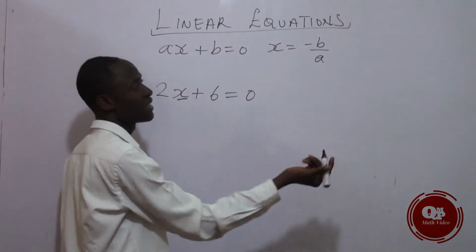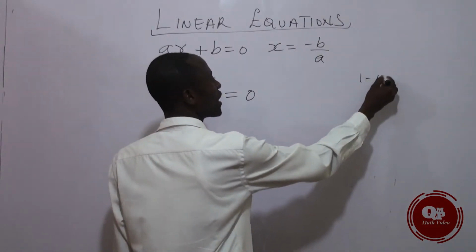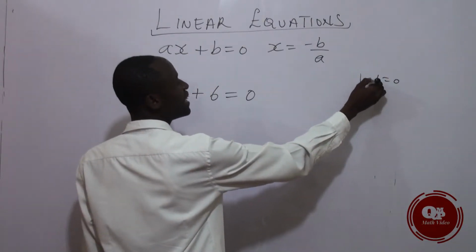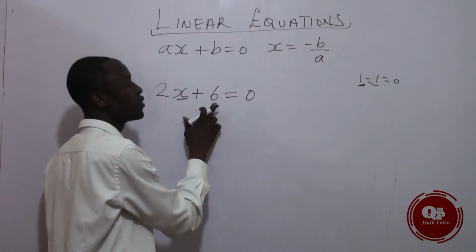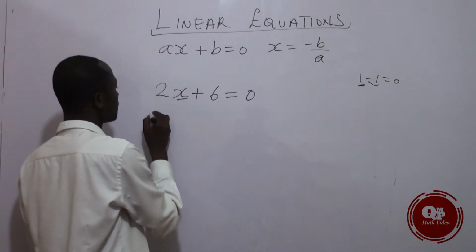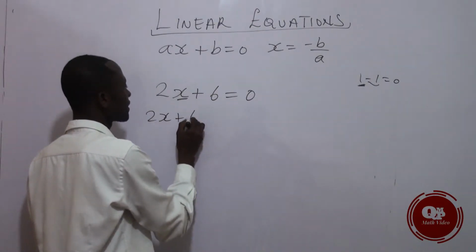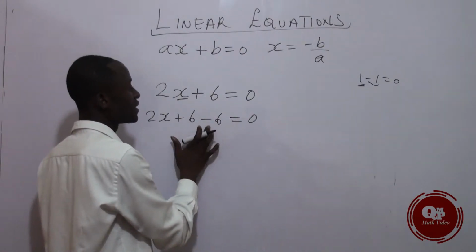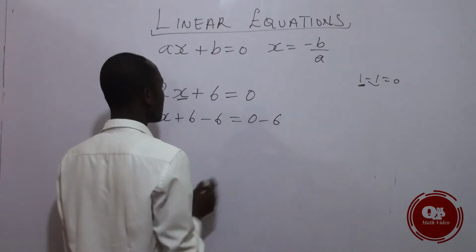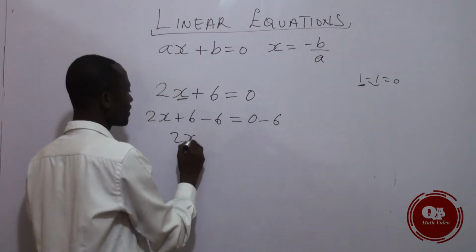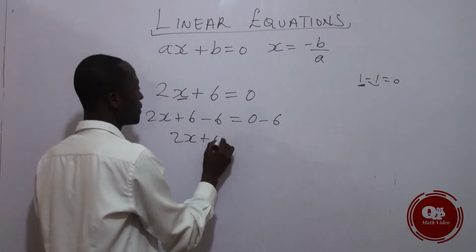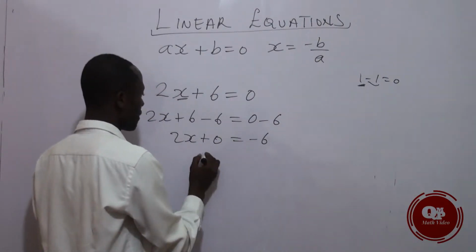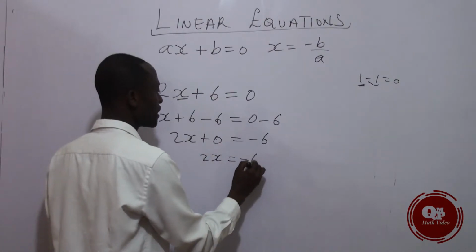A typical example is 1 minus 1 is equal to 0. So if we have 1 here, we need negative 1. If you have 6 here, we need negative 6. So you have 2x plus 6 minus 6 is equal to 0. Once you have added negative 6 here, we add negative 6 on the other side. So now you have 2x, 6 minus 6 is 0, and then 0 minus 6, which happens to be negative 6. So now you have 2x is equal to negative 6.